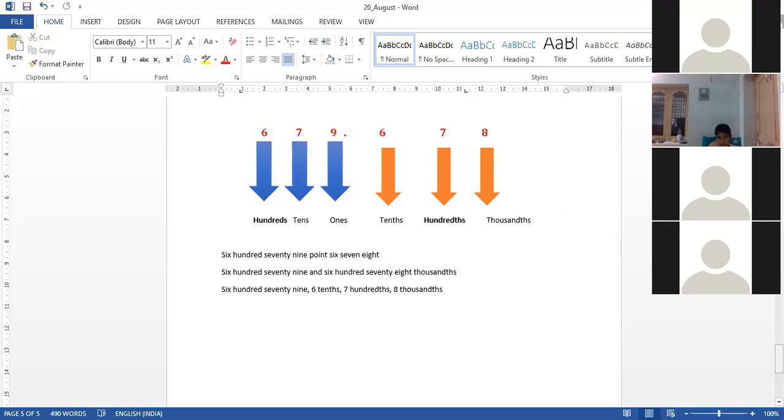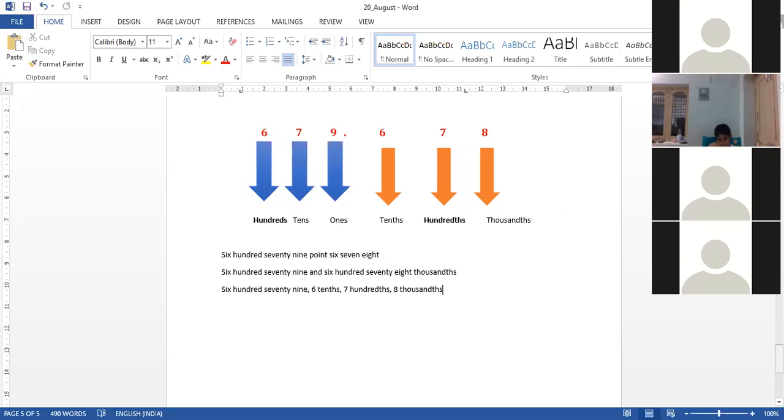After the decimal, how do we write it? Firstly, we read the number 678 after the decimal point. After reading the number, we add the place value of the last digit. What is the place value of the last digit? On the right side, thousandths. So we can say 679 and 678 thousandths. This is the second way.